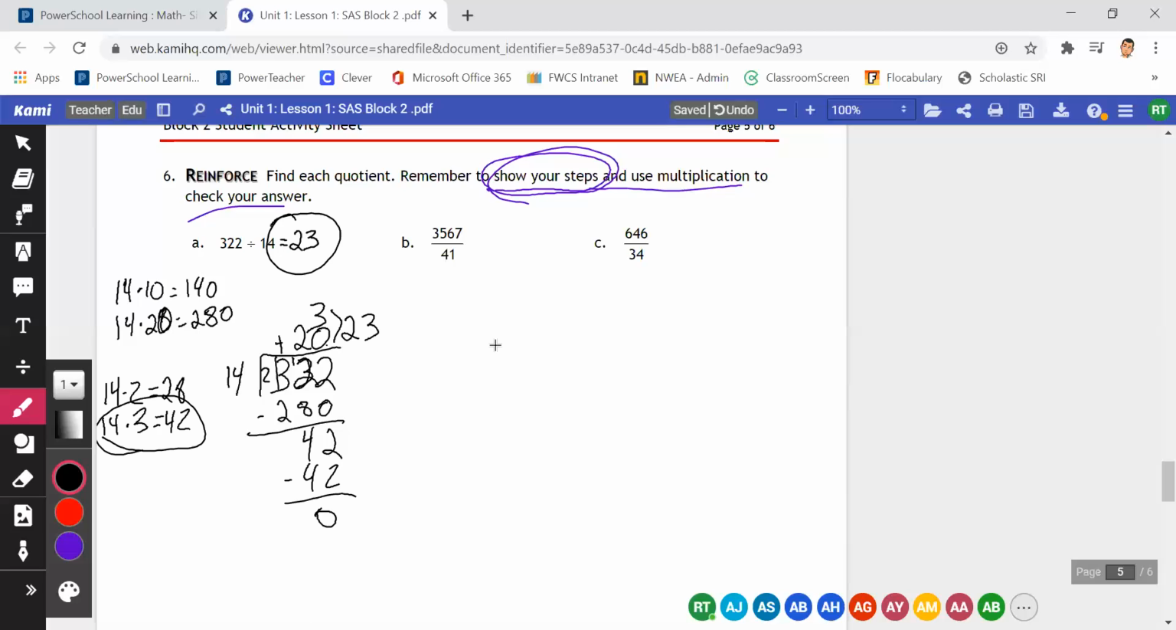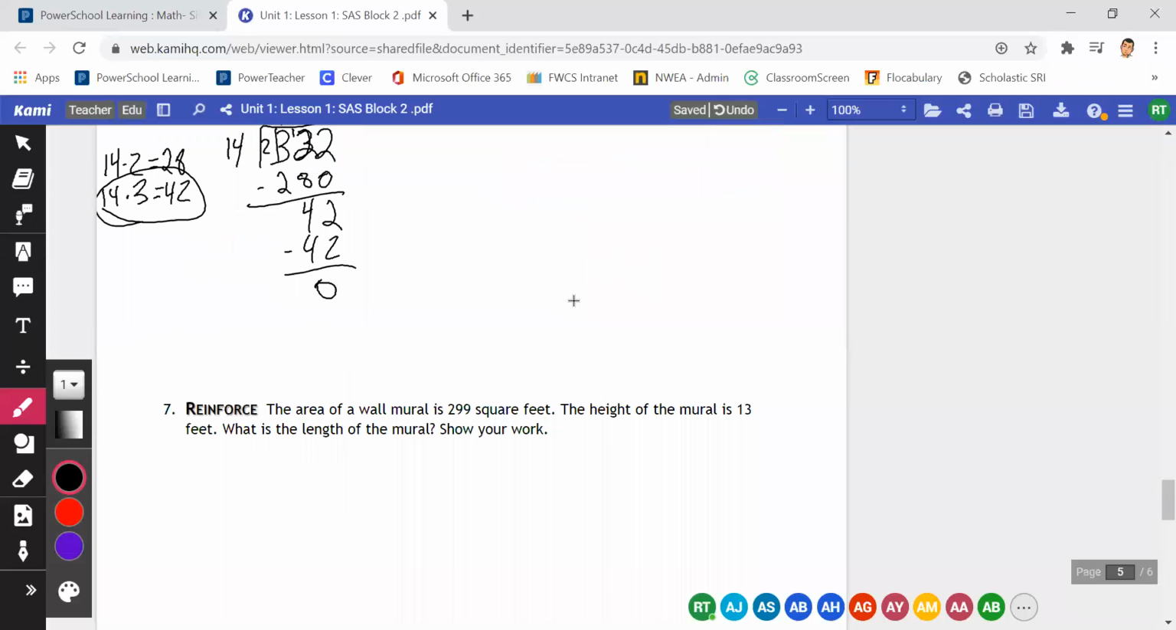So I want you to do B and C on your own. Use the method that makes the most sense to you.